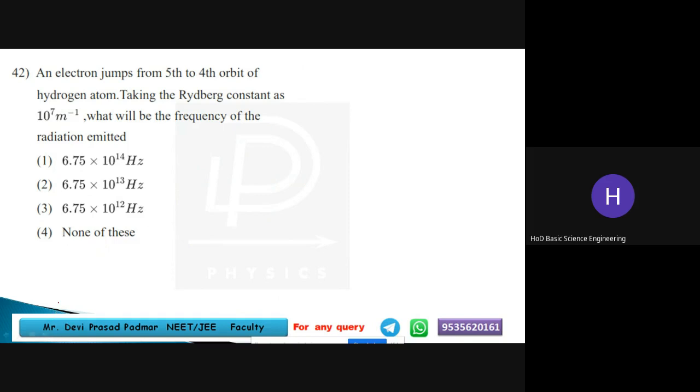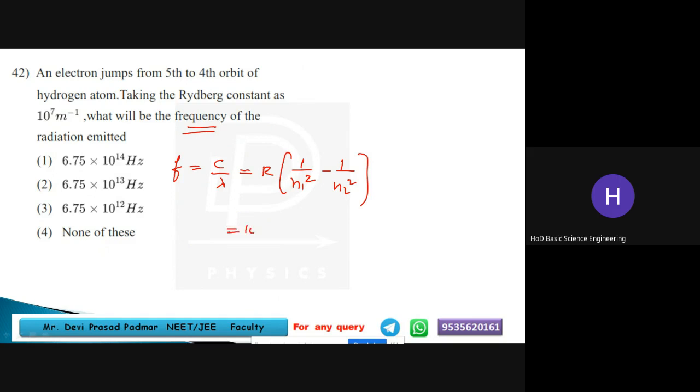Next one. I think this you can solve. What is the frequency? Expression for frequency. Frequency can be written as C by lambda, right? So that is equal to R into 1 by n1 square minus 1 by n2 square. Simple calculation. Just do that.